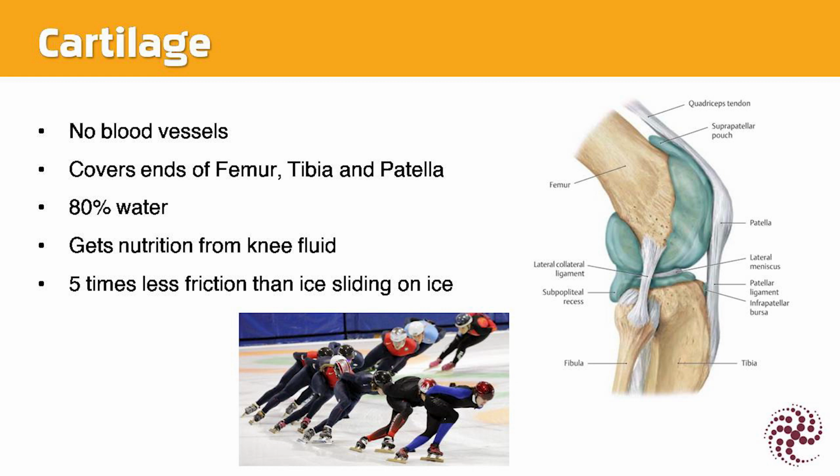Cartilage is made up of about 80% water, and it gets nutrition from the knee fluid instead of blood like other tissues in the body. And it has 5 times less friction than ice sliding on ice. So it is a very good lubricated surface.